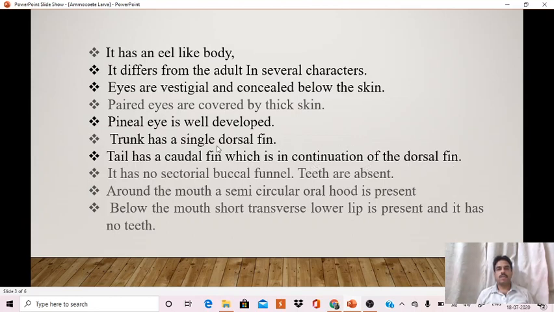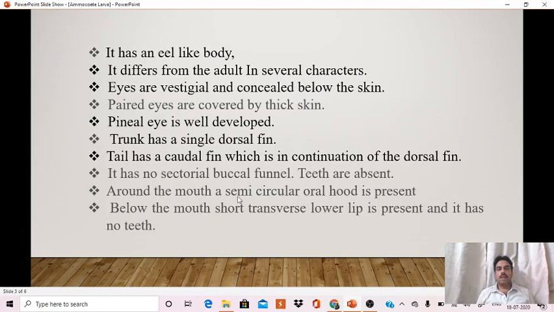So here the dorsal fin is single, whereas in adult Petromyzon the dorsal fin splits into 2 dorsal fins. It has no suctorial buccal funnel and teeth are also absent, whereas in Petromyzon suctorial buccal funnel is present with teeth.